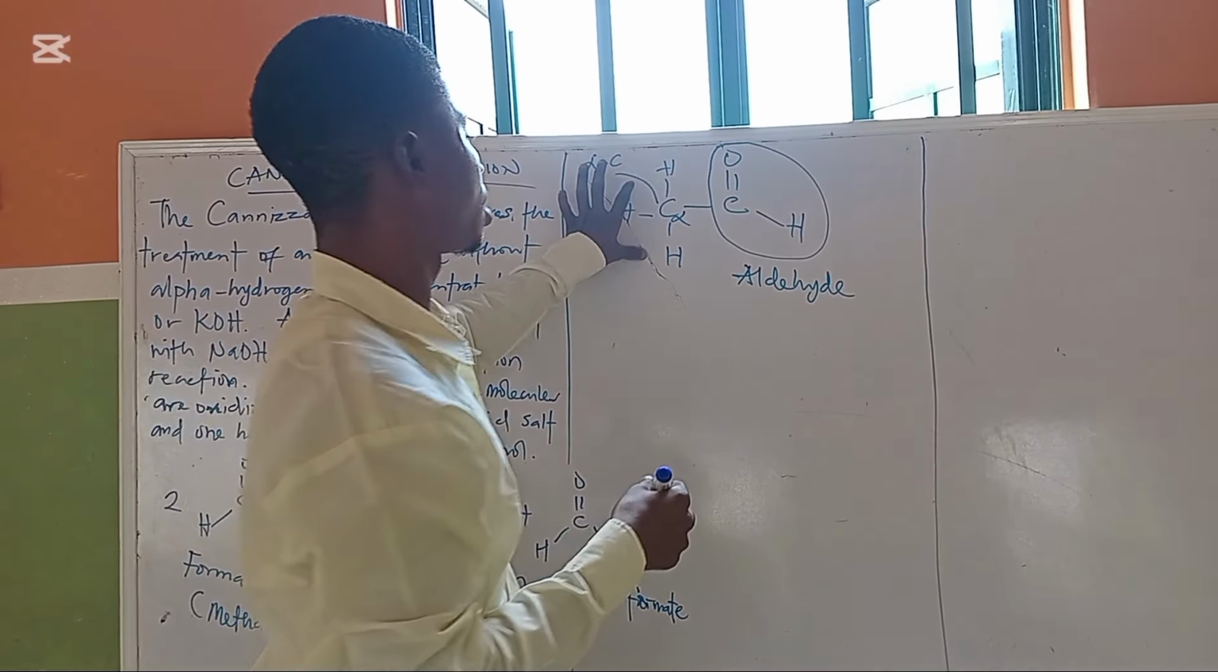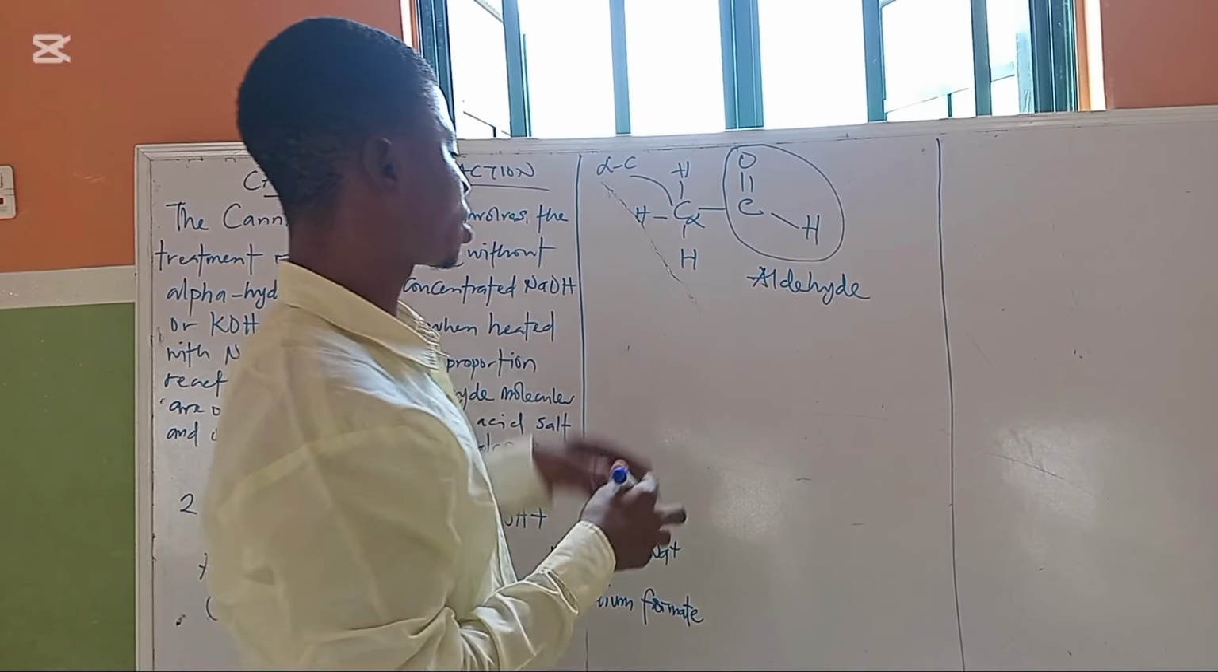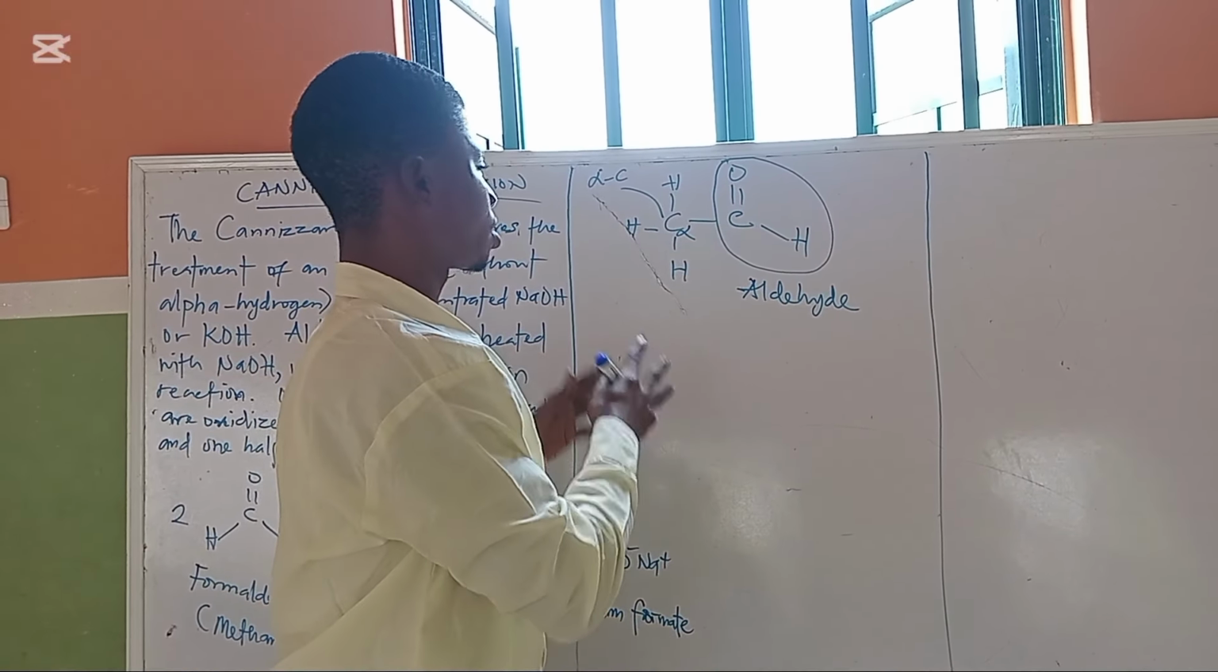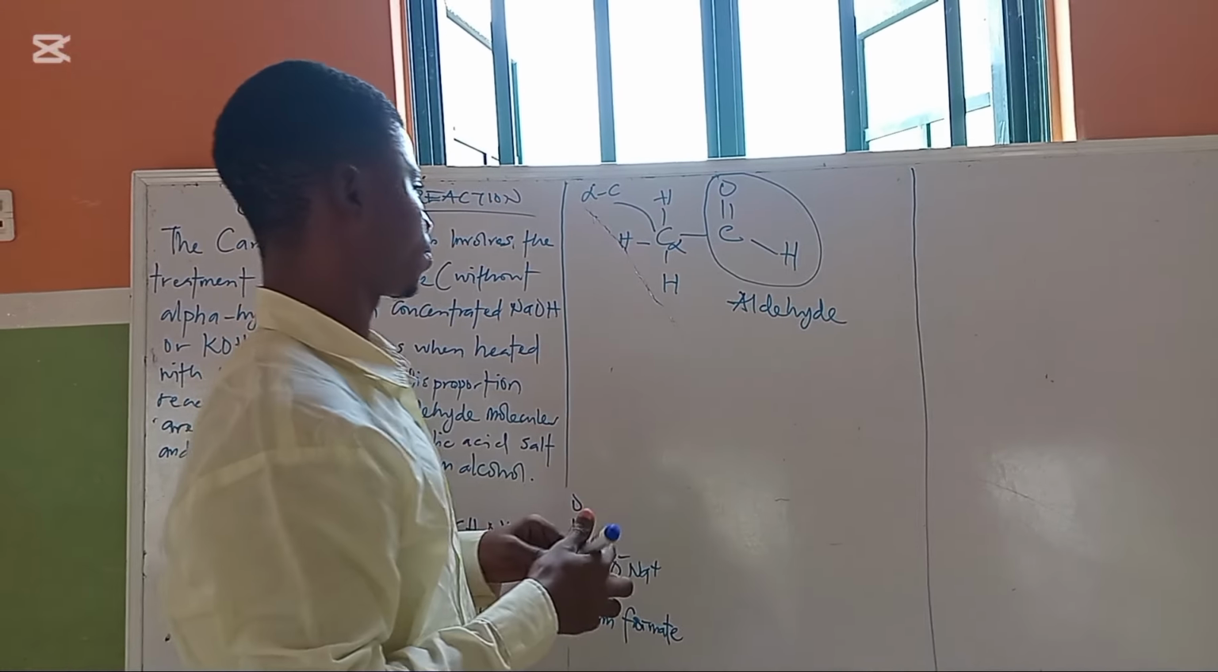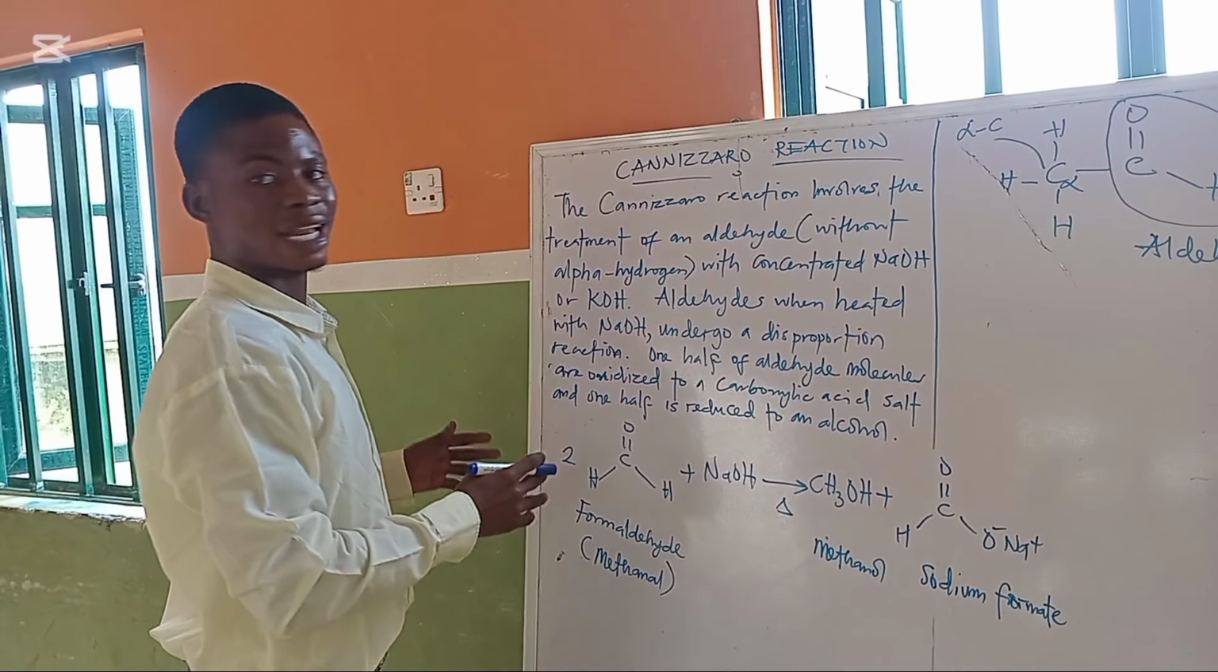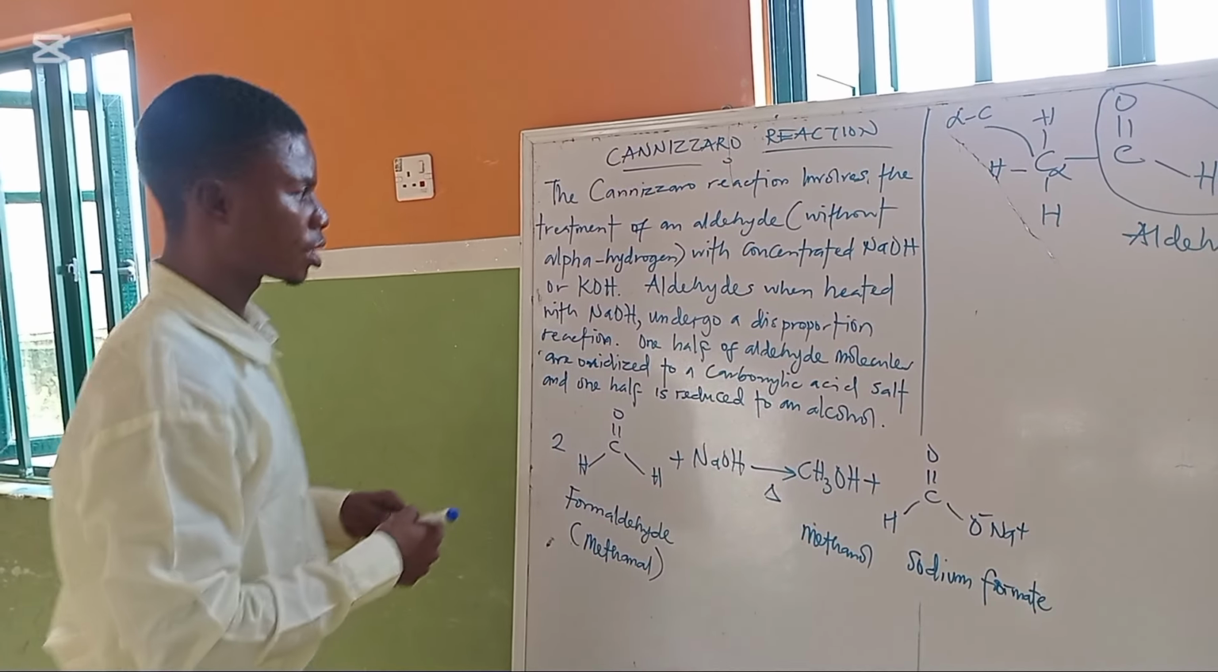This simply means we are having what? We are having three alpha hydrogens present in this molecule. Now, what is an aldehyde that lacks an alpha hydrogen?